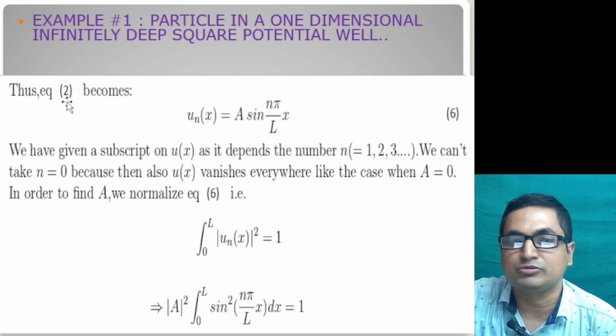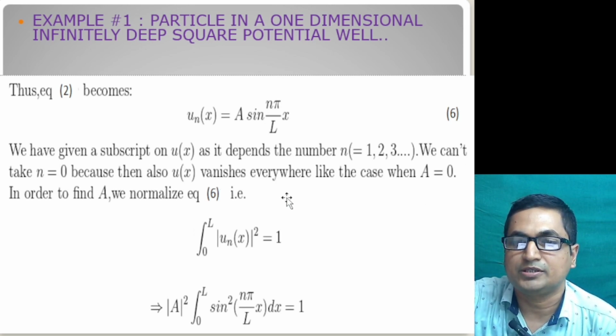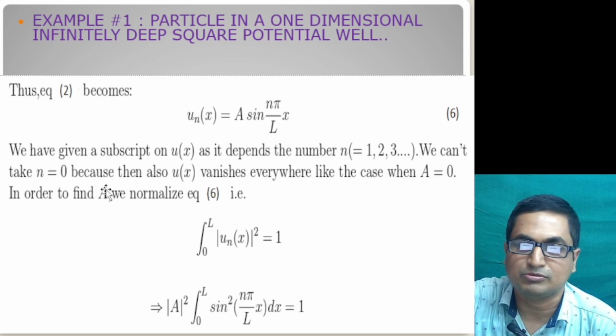Now equation 2 becomes u_n(x) = A sin(nπx/L). This is the wave function, and we put a subscript n here because the wave function depends on the number n, which means integers 1, 2, 3. We cannot take n equal to 0, because in that case u(x) would be 0, which would mean A is also 0. But A cannot be 0, otherwise the wave function would be 0. So to recover the condition that A is not equal to 0, we don't put n equal to 0. So simply n = 1, 2, 3, and so on.